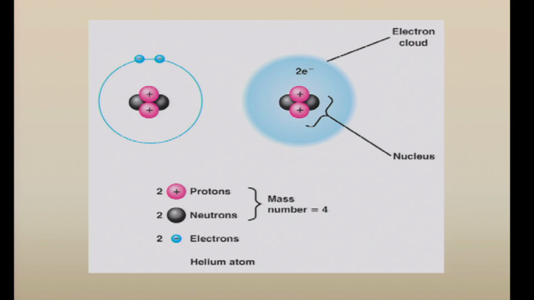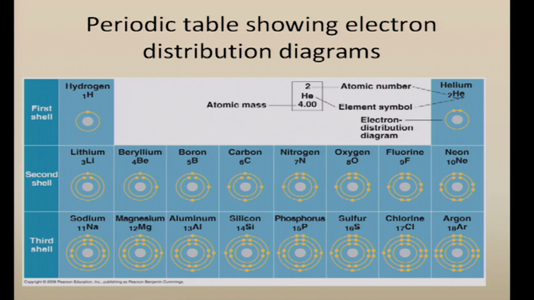Now that we've discussed that rule, let's take a look at how we arrange the electrons. And for that, let's take a look at the periodic table that shows some of the electron distribution diagrams. If you recall, the periodic table is organized such that the smallest atoms are near the top, and as you increase the number of protons, you move towards the bottom. Here we see that the smallest atom has only 1 proton, and it's up here in hydrogen. The next smallest atom has 2 protons, and it's helium.